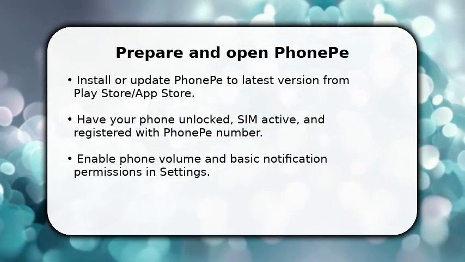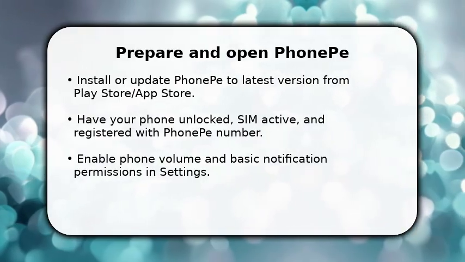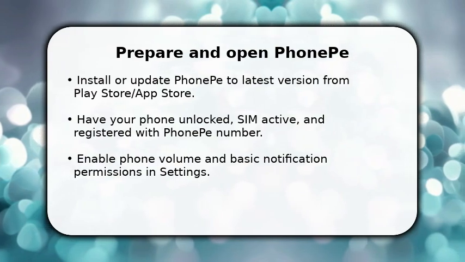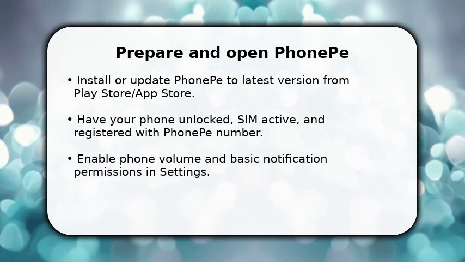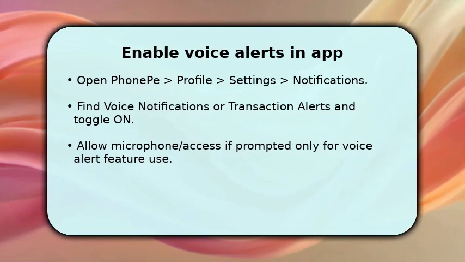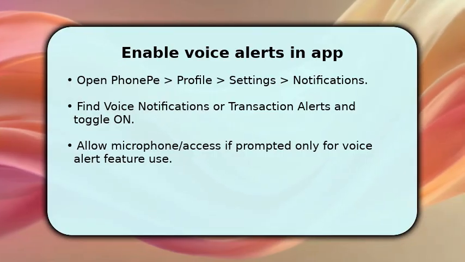Next, go to your phone settings and confirm general notification permission for PhonePe and raise the media and notification volumes. This ensures voice alerts will be audible. Make sure DND is off or allow PhonePe exceptions so voice notifications aren't suppressed. Now you dive into PhonePe's notification settings to enable voice alerts specifically.